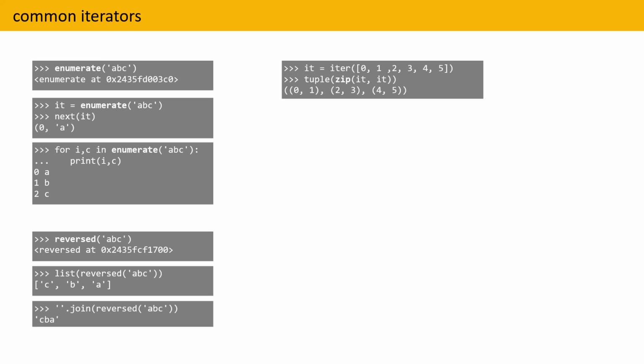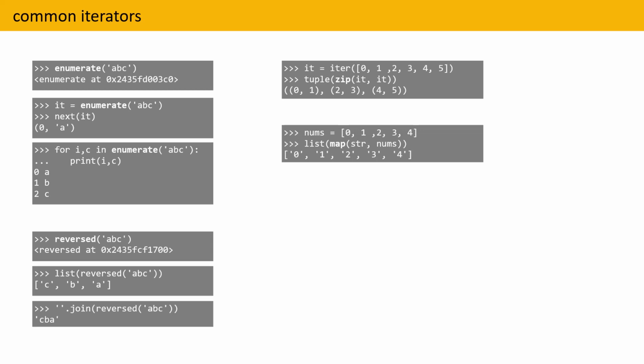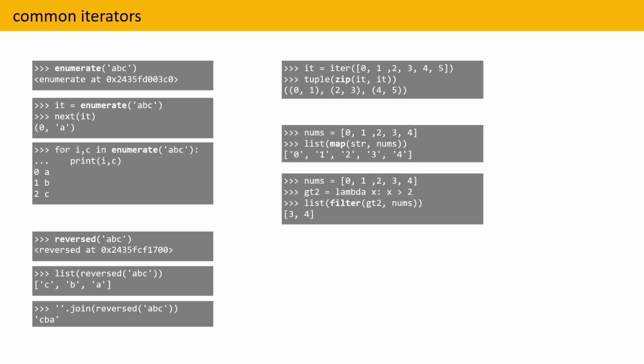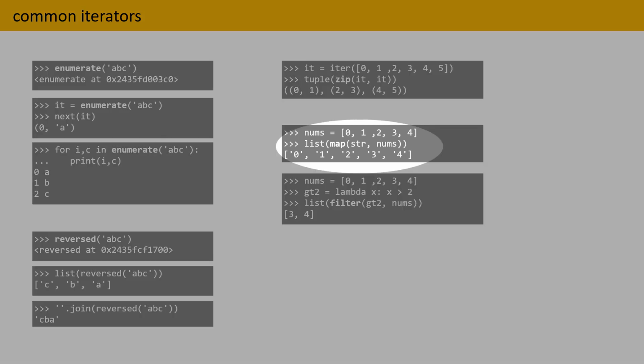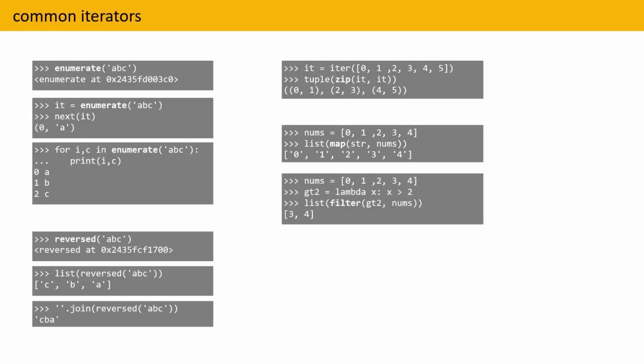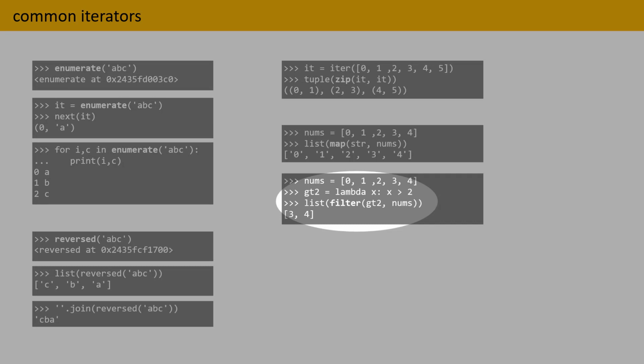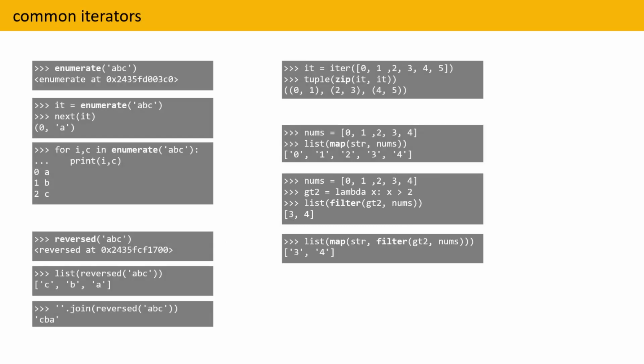Two other common iterator functions are map and filter. Map maps a function on the elements of an iterator, and in this example we use it to convert integers to strings. Filter allows us to filter elements from an iterator, for instance, filtering for all numbers greater than 2. Iterators can be chained. Here we first filter for integers greater than 2 and then convert them to strings.